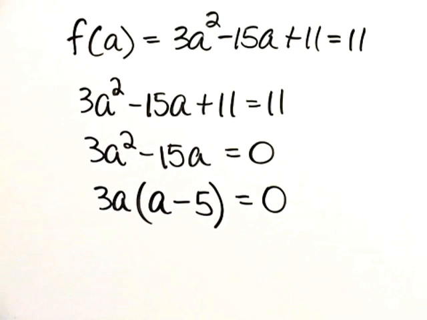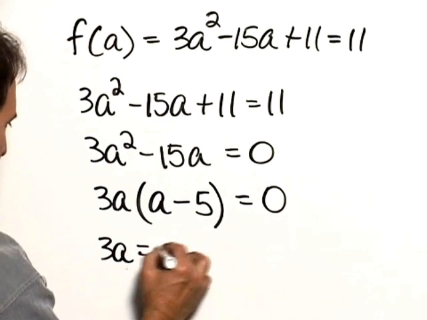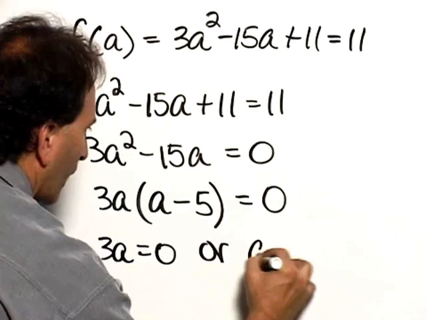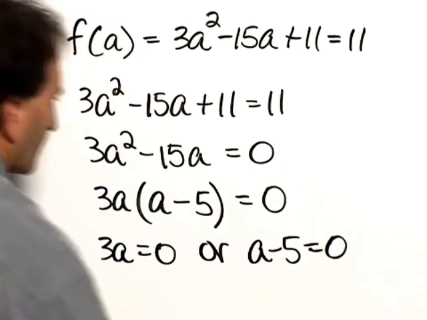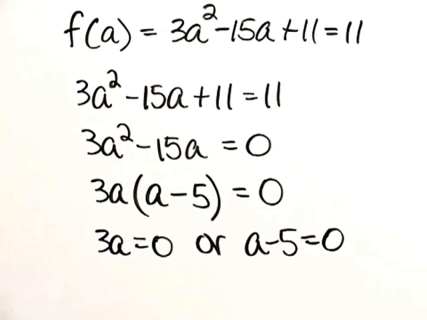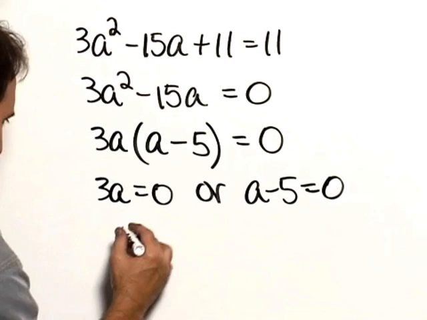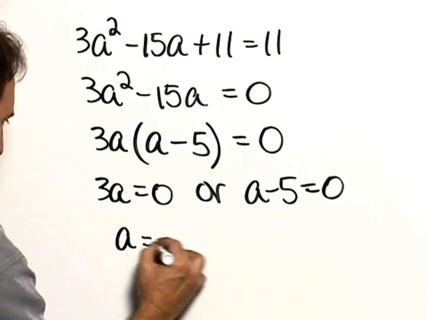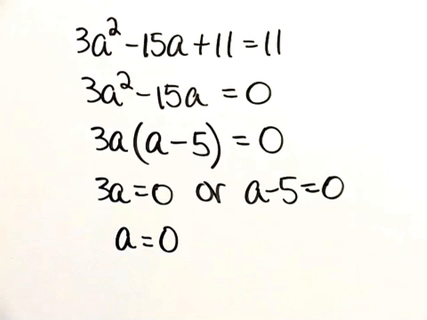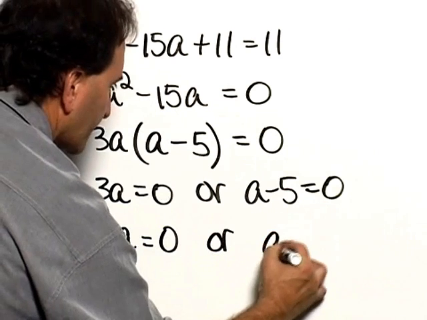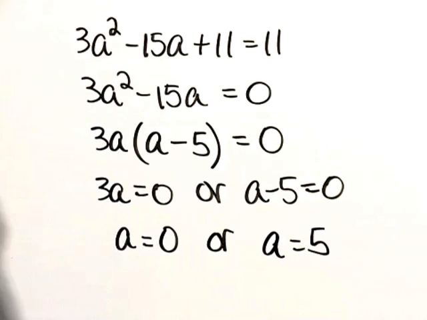We now use the principle of zero products to say that 3a equals 0 or a minus 5 equals 0. Solving each of those, here we divide both sides by 3, so we get a equals 0, or we add 5 to each side here, giving us the result a equals 5.